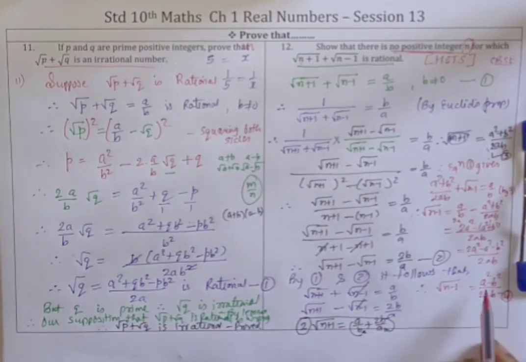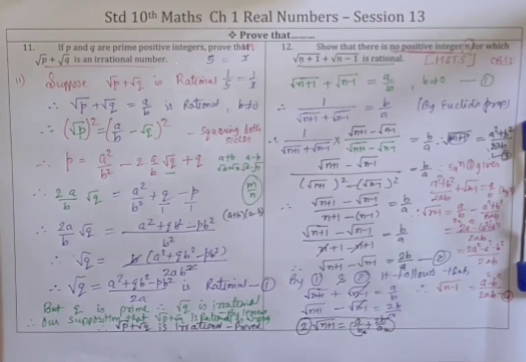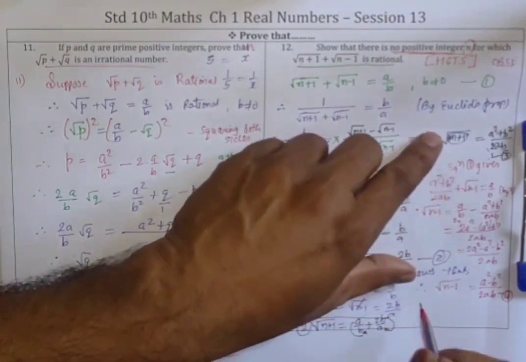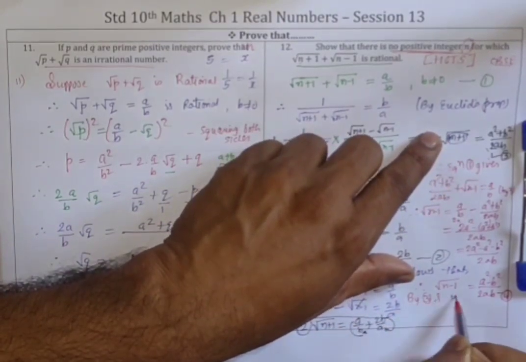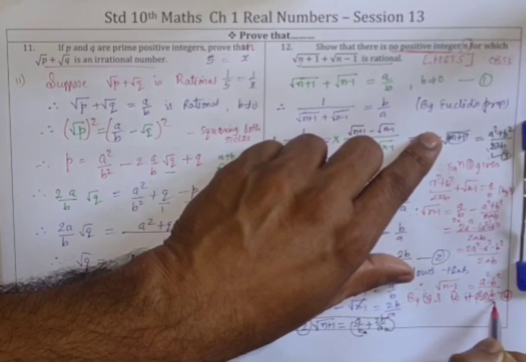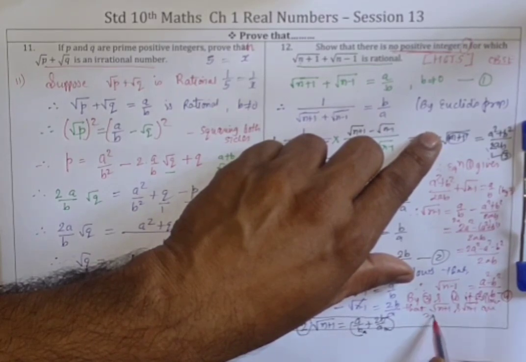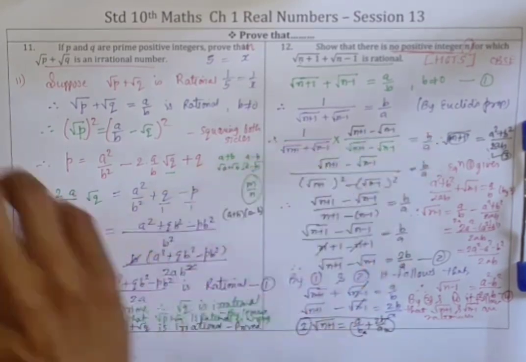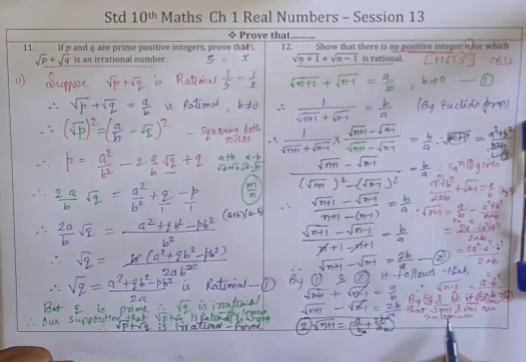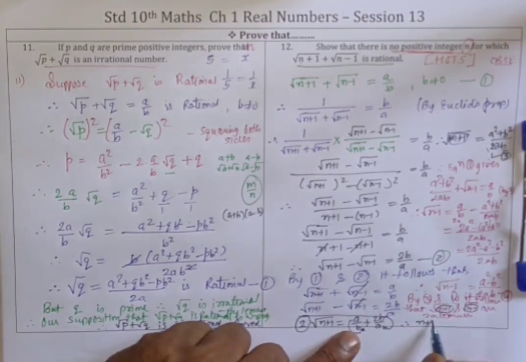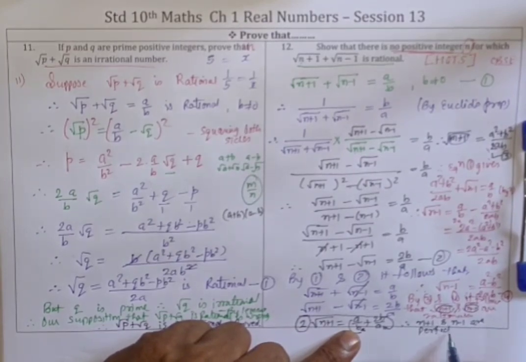Ab result 4 bhi dikha raha hai ki right hand side is rational. So left hand side also has to be rational. Hai na children? So by 3 and 4, it follows that root n plus 1 and root n minus 1 are rationals. Abhi koi bhi square root rational tabhi possible hai when these are perfect squares. Therefore, n plus 1 and n minus 1 are perfect squares.